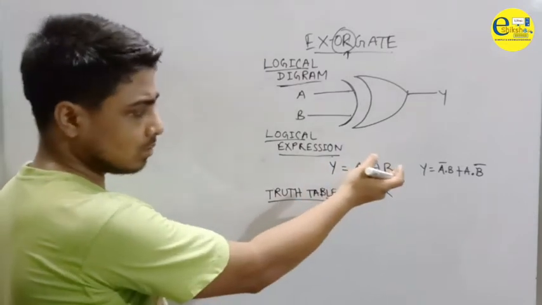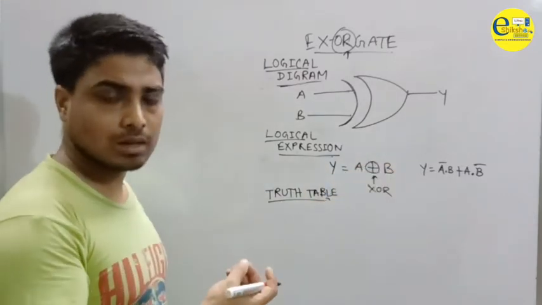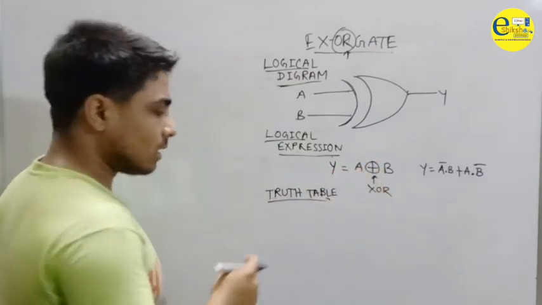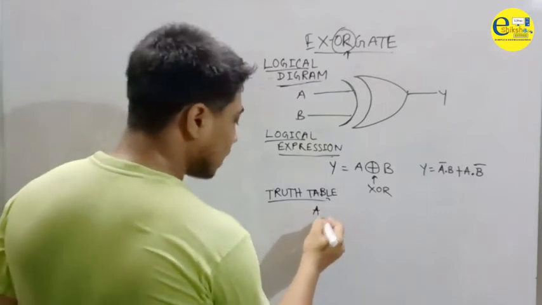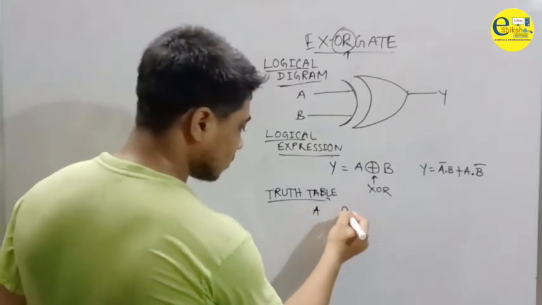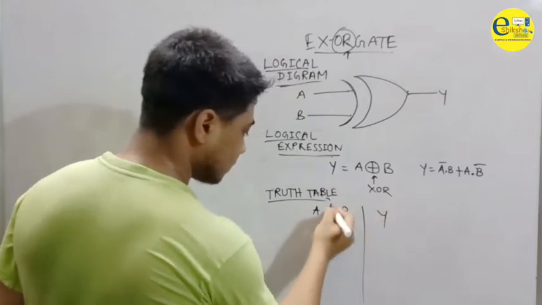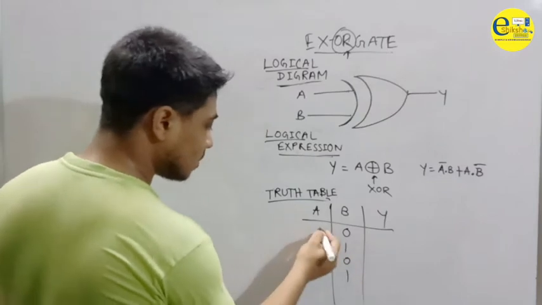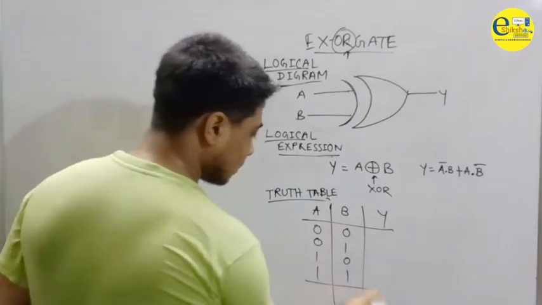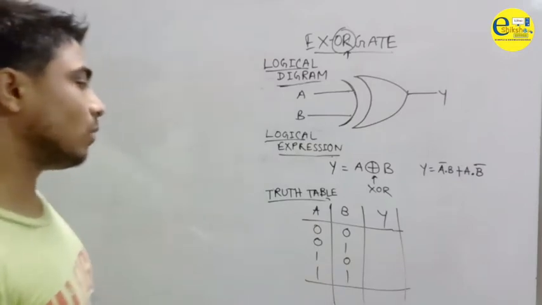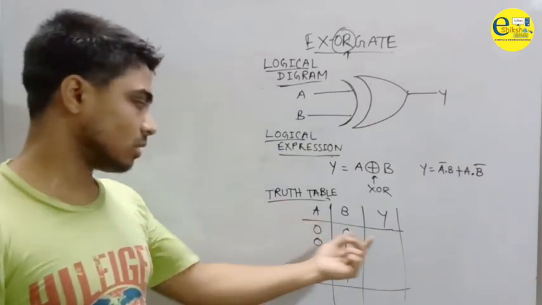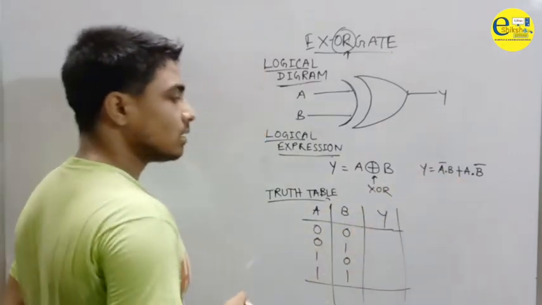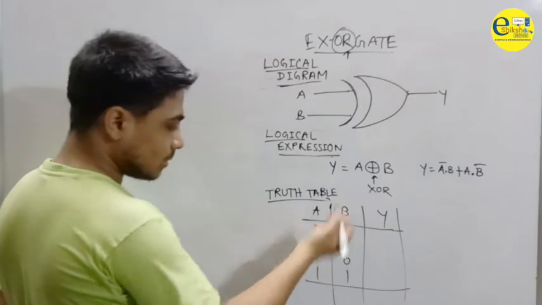I am not going to discuss this part, because the video will be longer if I do. So let's move on to the truth table. Why it is an exclusive gate, I am going to discuss here. Fill the inputs first: 0 1 0 1, 0 0 1 1. Keep in mind how you calculate the output. Let me take an example.